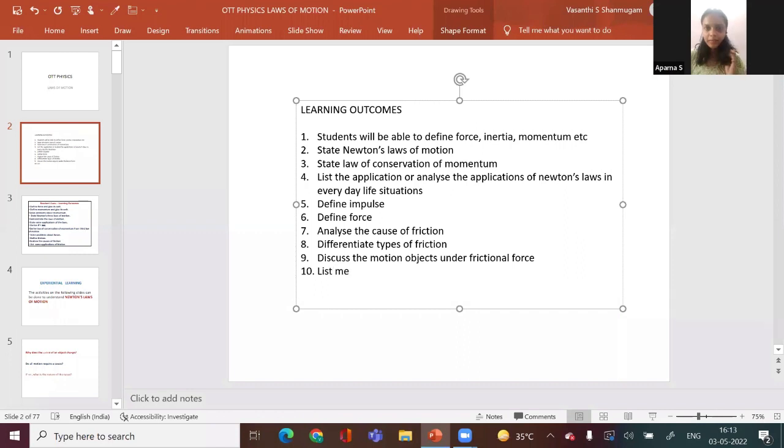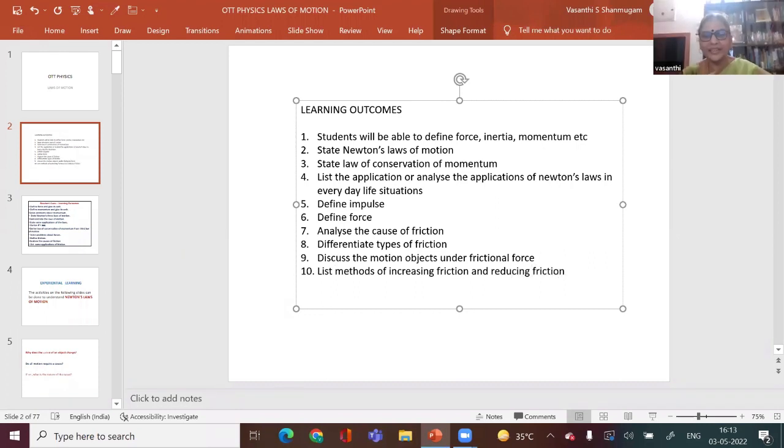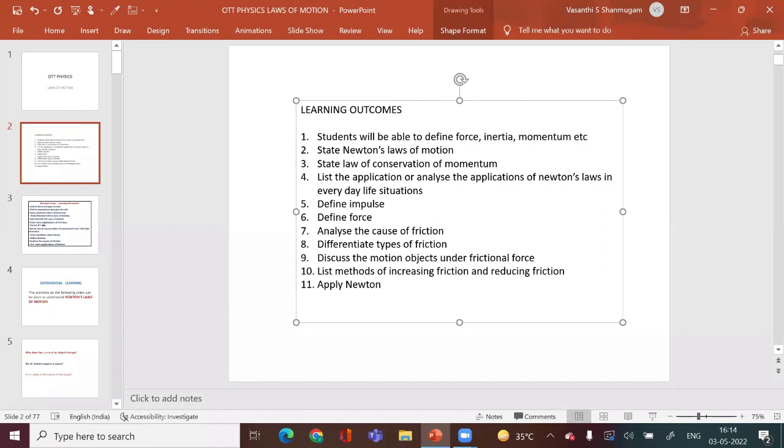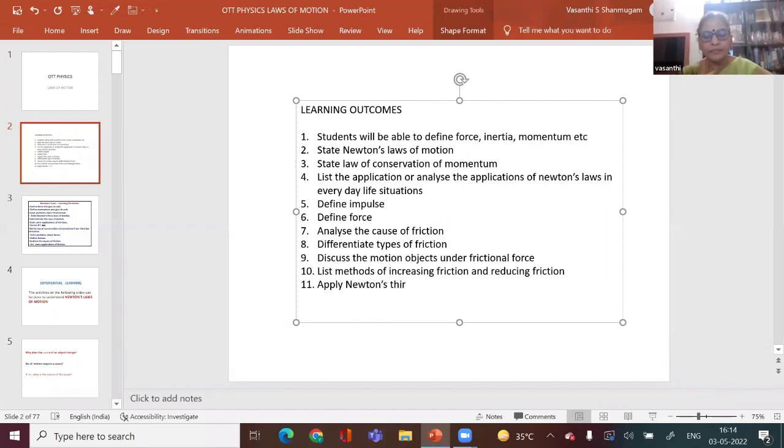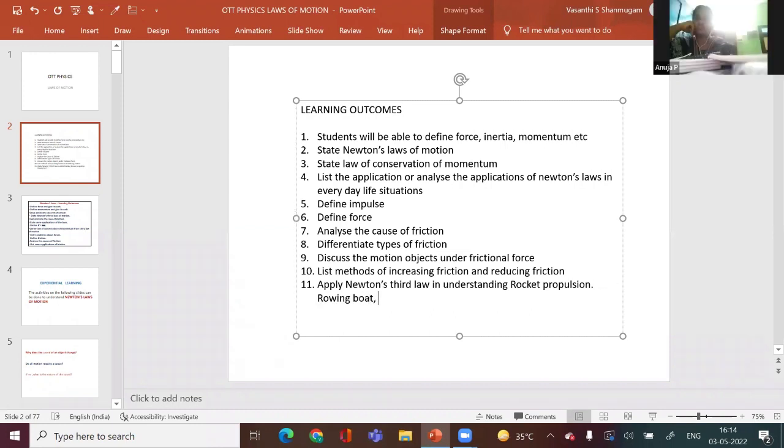Then list the methods. Can we include explaining a situation on the basis of inertia? Yeah. Like one question comes: why do we beat the carpet to remove the dust? They are applying the concept. Apply Newton's laws. Yes, this is Newton's third law, ma'am. Apply Newton's third law in understanding rocket propulsion, rowing of a boat. Then walking. Even walking is because of Newton's third law.